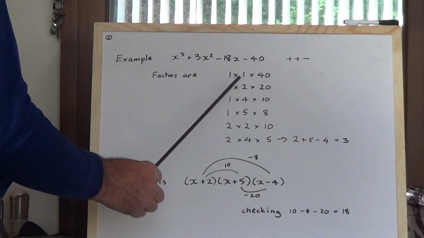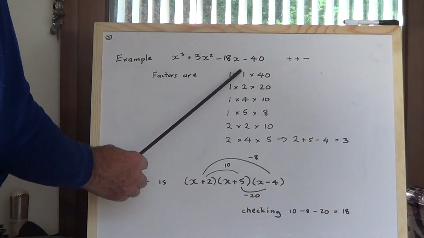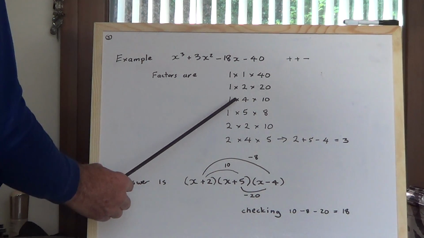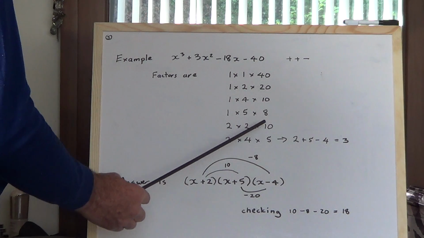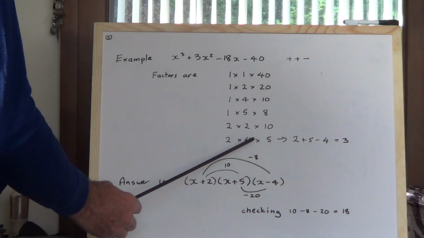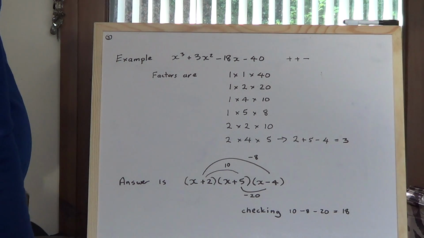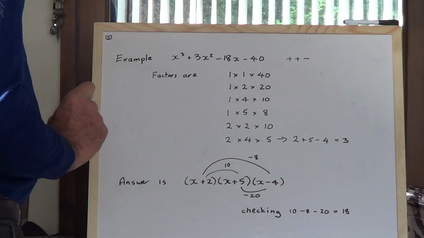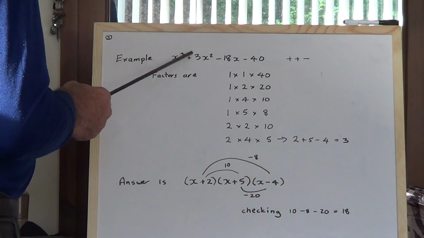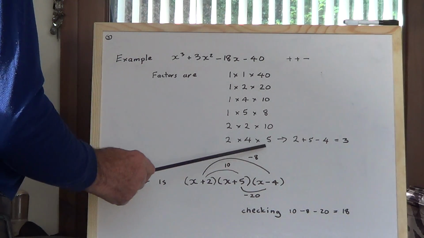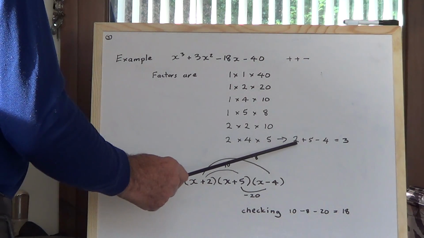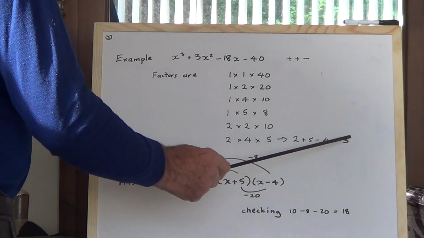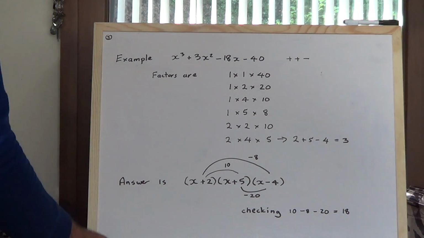The factors of 40 are 1, 1 and 40, 1, 2 and 20, 1, 4 and 10, 1, 5 and 8, 2, 2 and 10, and 2, 4 and 5. Right? Now, 1 negative, and we've got to get a total of 3. See, what we do is, here it is here. 2 plus 5 is 7, take away 4 is 3, and we've got it.